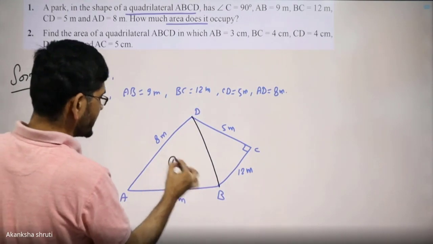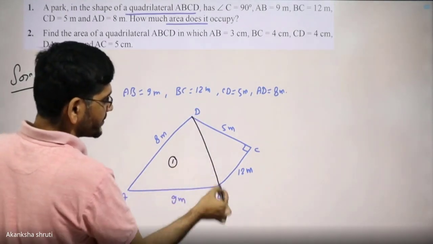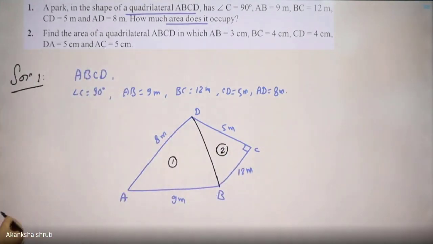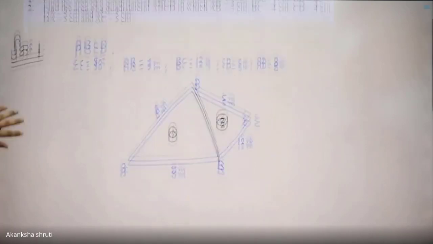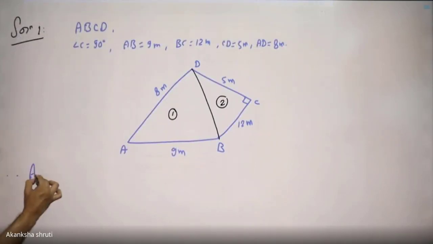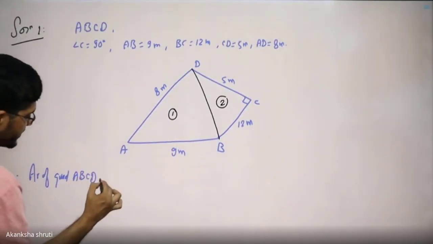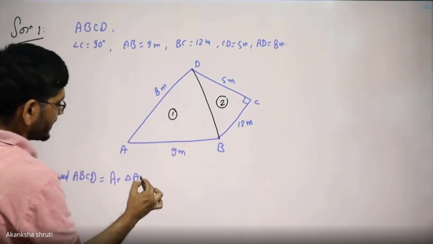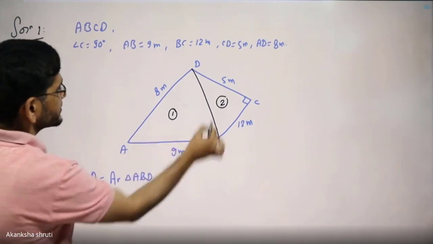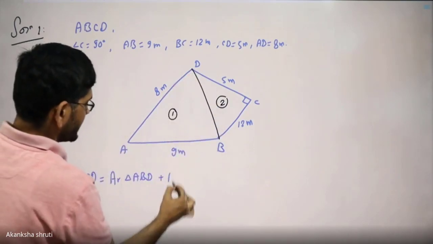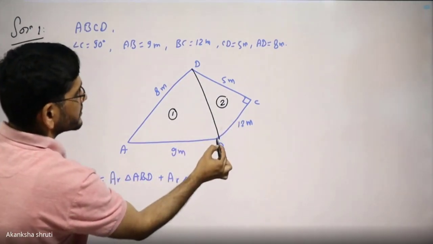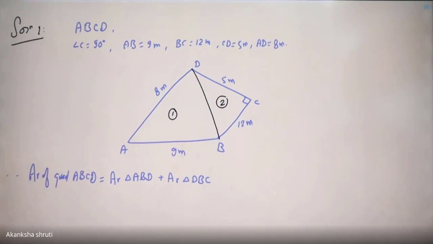This is the first triangle. Another triangle is BDC. It is the second triangle. Means we can write here the area of quadrilateral ABCD will be how much? First it will be the area of triangle ABD, the first figure, this one, plus the area of triangle DBC or BCD. The important thing is to find the area of these two triangles.